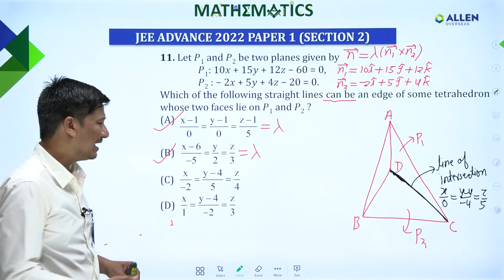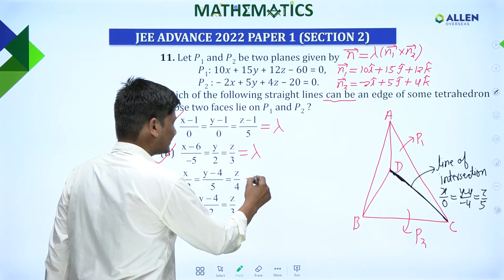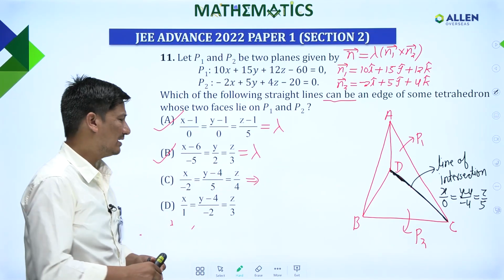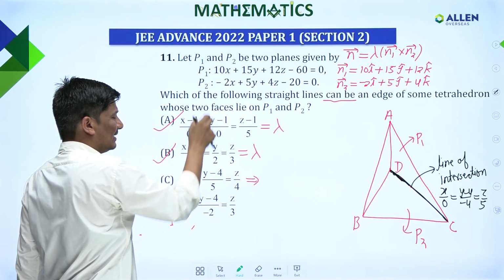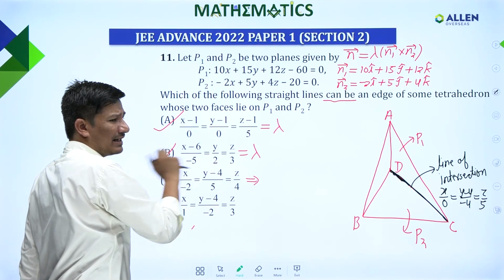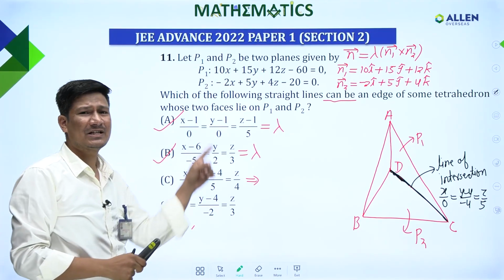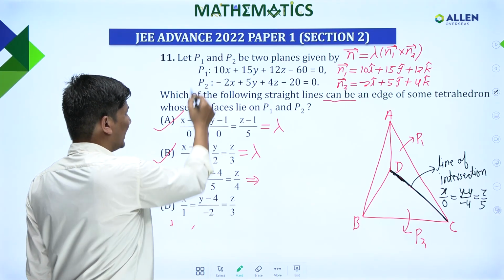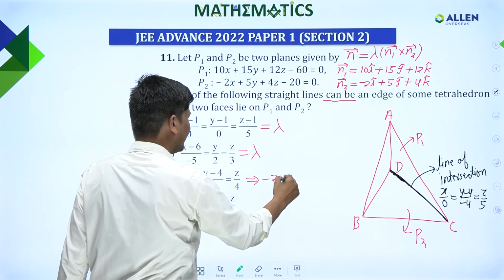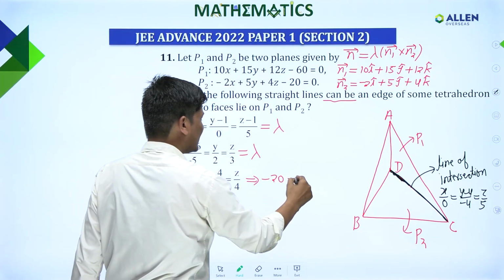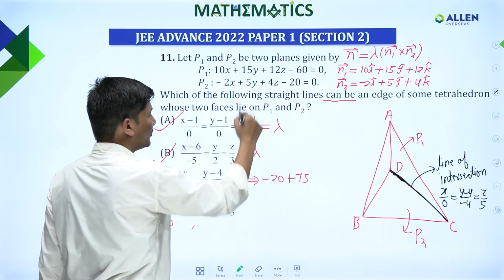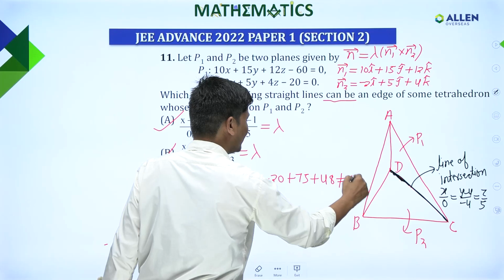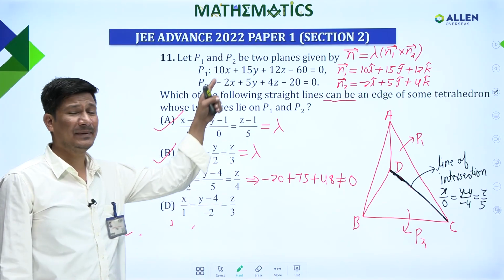So let's check how, guys, for the first line, whether this line lies in the plane P1 or P2 or not. If that line lies in the plane P1, then the normal of the plane will be perpendicular to that line. So the product A1 A2 plus B1 B2 plus C1 C2 will be equal to 0. So I'm solving, guys. Ten into minus 2, that is minus 20. Similarly, 5 into 15, plus 75. Next, 4 into 4, 8. Now you will see that it is not equal to 0, which means that line doesn't lie in the plane P1.